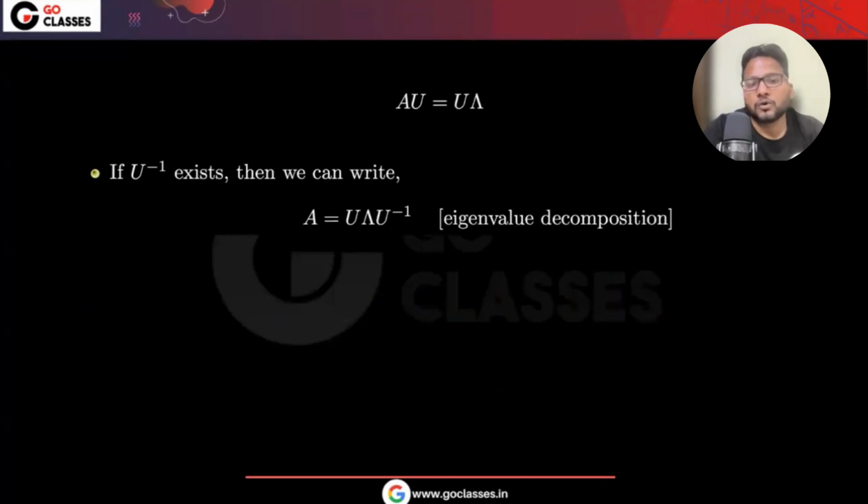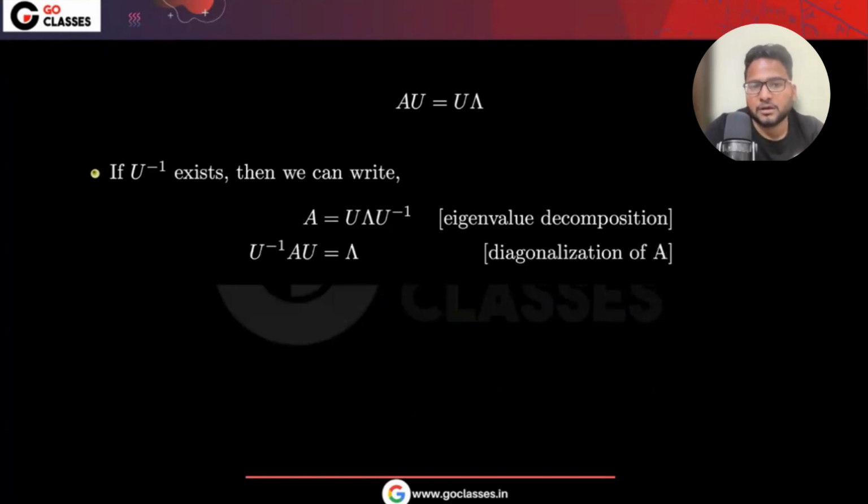So basically, if U inverse exists, then we have something like this, or you can write it in this way also, right? Since both are similar, A and the diagonal matrix lambda are similar. So either you write it like this or like this, it doesn't really matter. This is called diagonalization. Diagonalization means that you multiply A with something, then ultimately the result is a diagonal matrix.